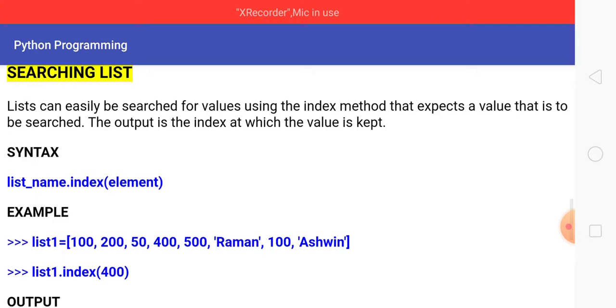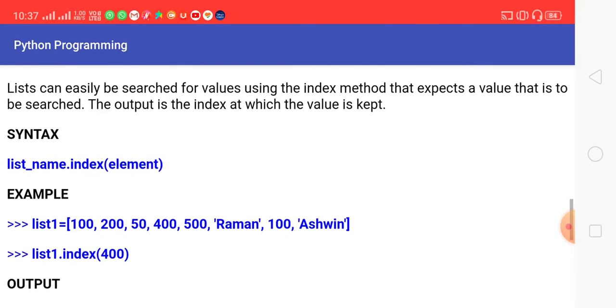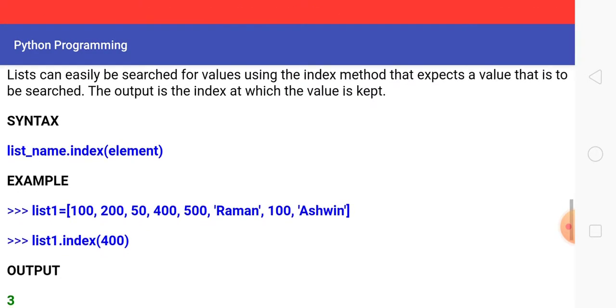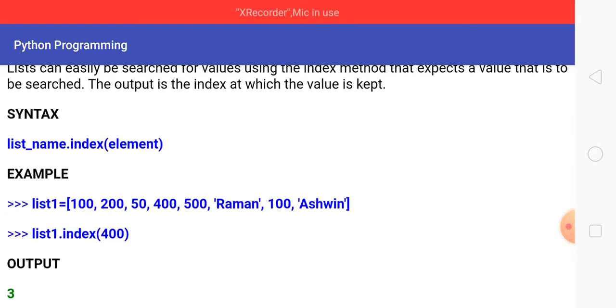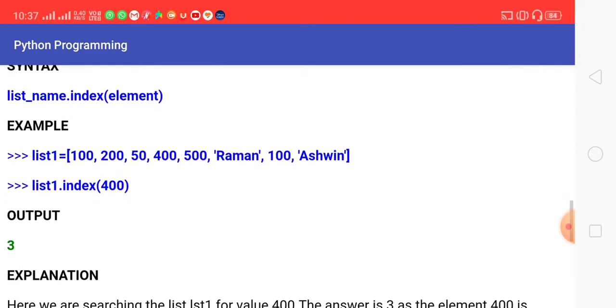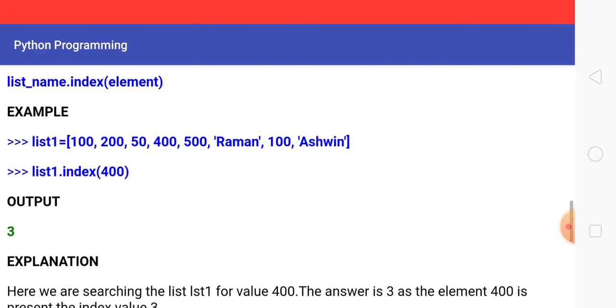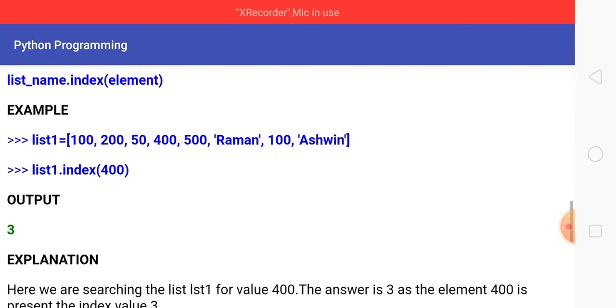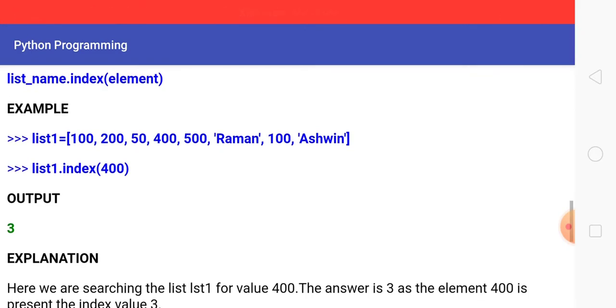First, searching a list. How can you search the index of an element in a list? Suppose you have a list named list1 in which the elements are 100, 200, 50, 400, 500, Raman, 100 and Ashwin.